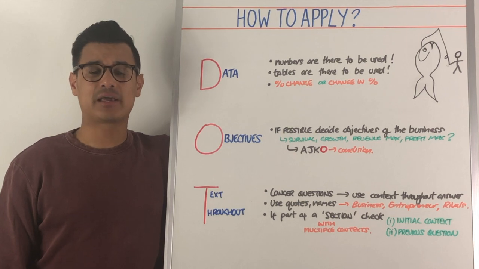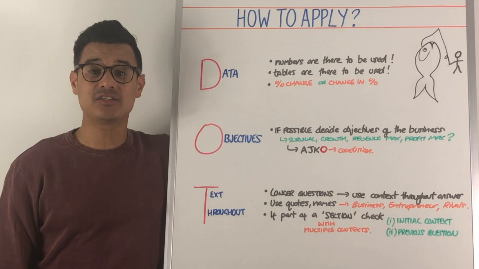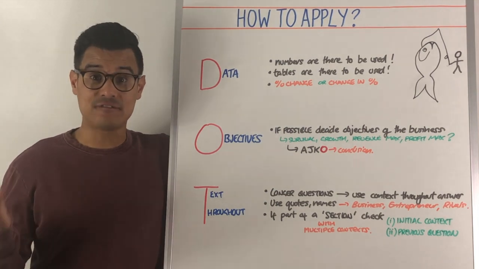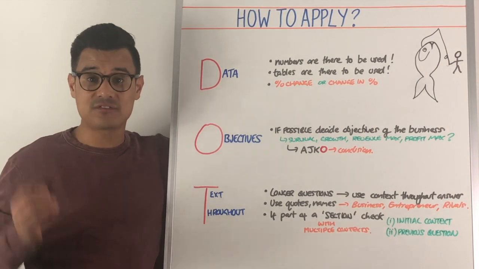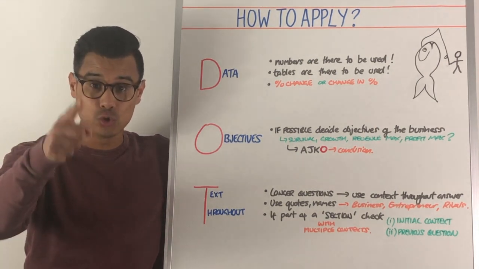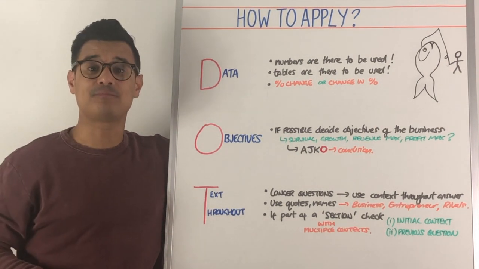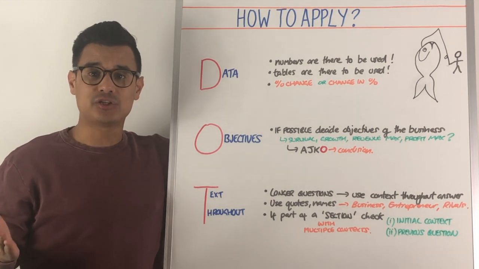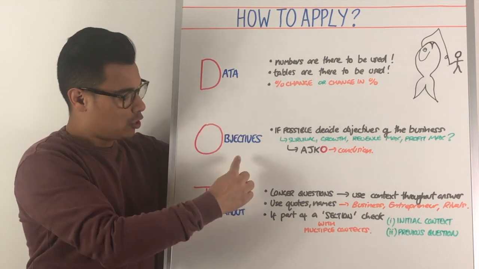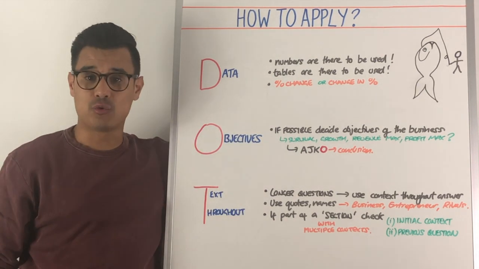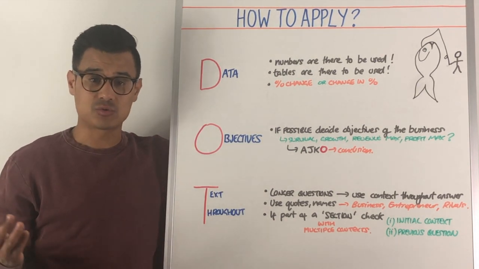Let's have a session on application, how to apply. So when we have context or case studies, we need to think of it like fishing, because those contexts are the lake. There's fish, there's gold in them. It's your job to reel those fish in. And when we do application, just think DOT. DOT stands for data, objectives, texts, and also throughout. Let's go through how to apply.